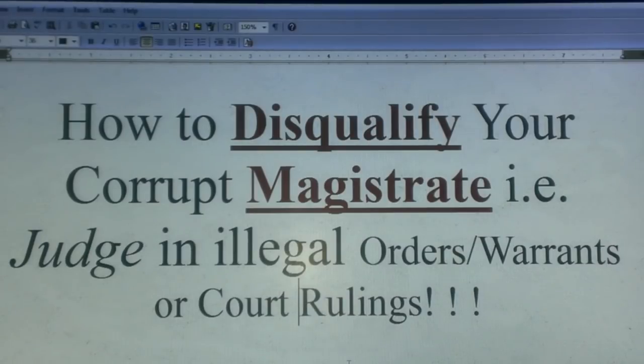We're going to be speaking about how to disqualify your corrupt magistrate, i.e. judge, in illegal orders, warrants, or corrupt rulings, or court rulings, which is corrupt rulings because that's what they're used to annotating over the record. And sometimes it's not even over the record. Period. So, again, this one is how to disqualify your corrupt magistrate, i.e. judge, in illegal orders, warrants, or court rulings.